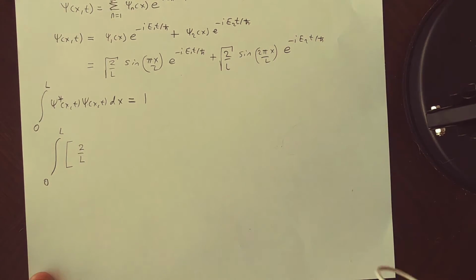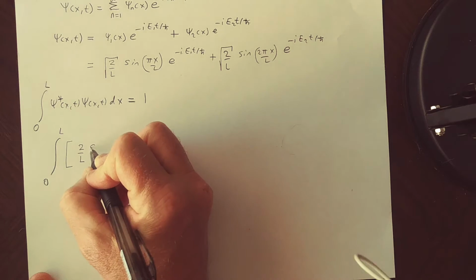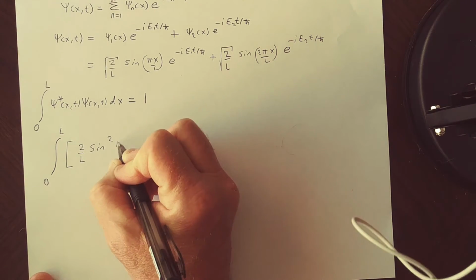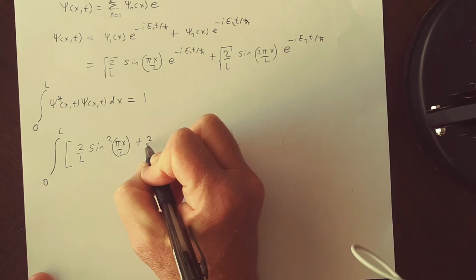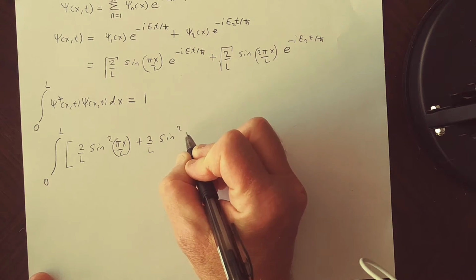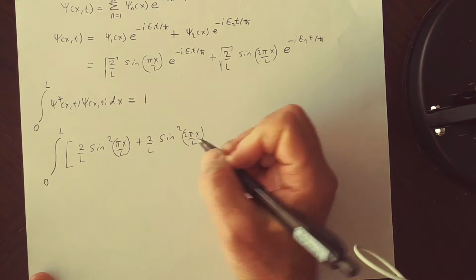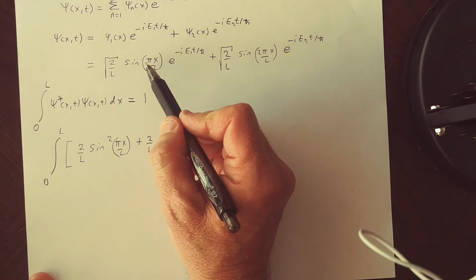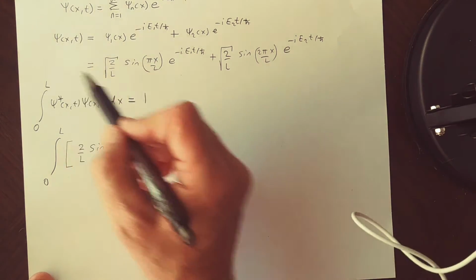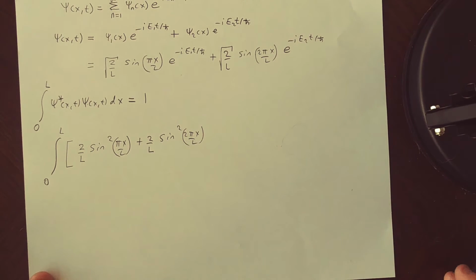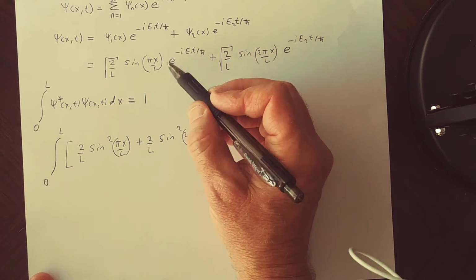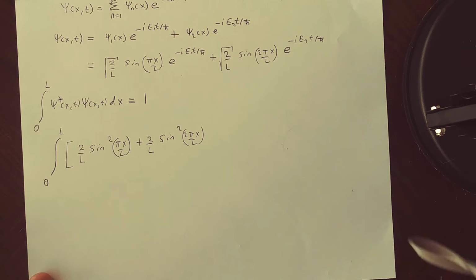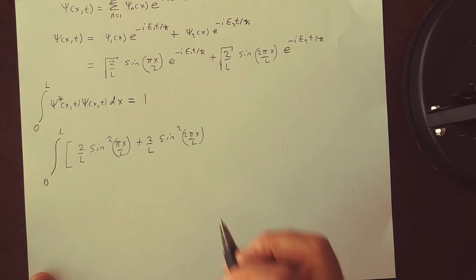And therefore, we end up getting 2 over L, because we square the square root of 2 over L. We have sine squared of pi x over L, and a term that squares the 2 pi x over L. So we multiply this by the version of this that's in the complex conjugate, and the time-dependent parts give us 1, because we have e to the minus i E1 and e to the i E1 terms. They give us e to the 0, which is 1.